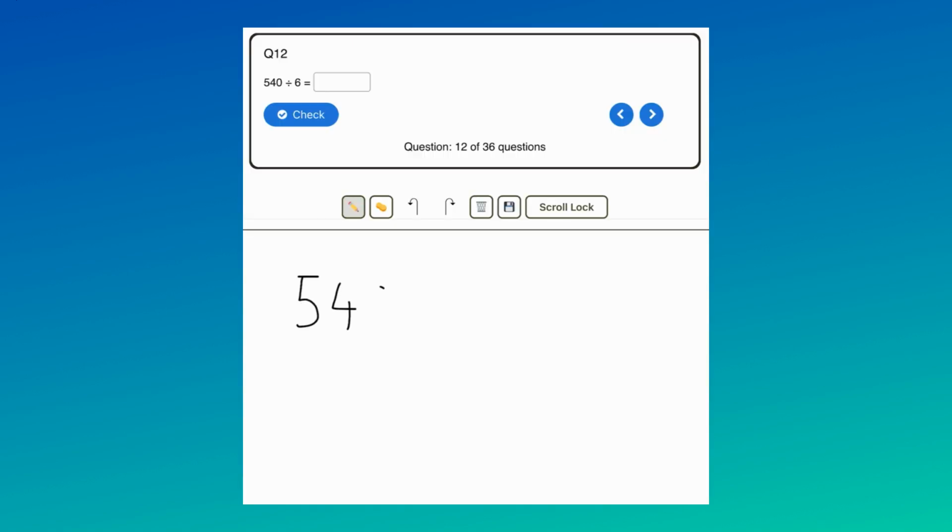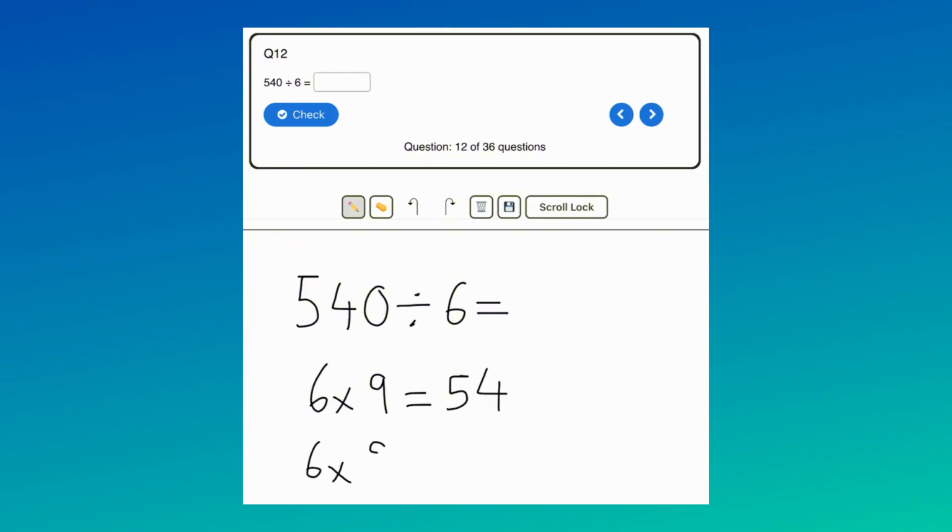540 divided by 6. So what I'm going to do is I'm going to say to myself, well, I know that 6 times 9 is 54. So I must know that 6 times 90, because remember, if we times by 10, we just have to add a 0 on the end. So my answer is going to be 90.